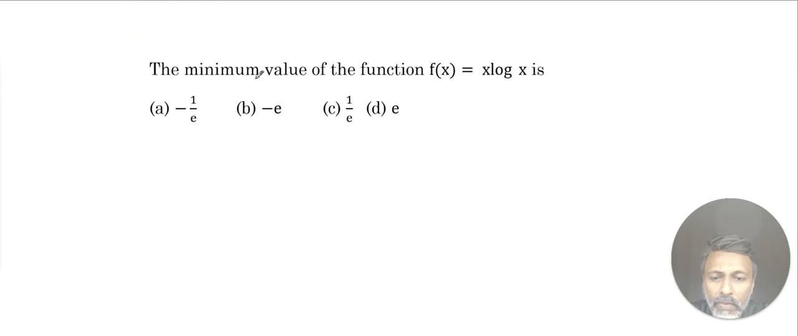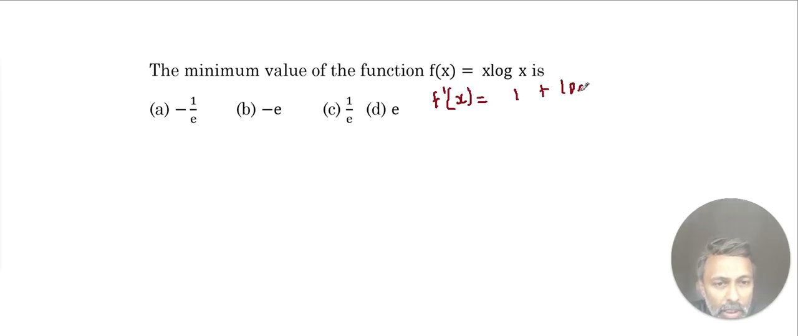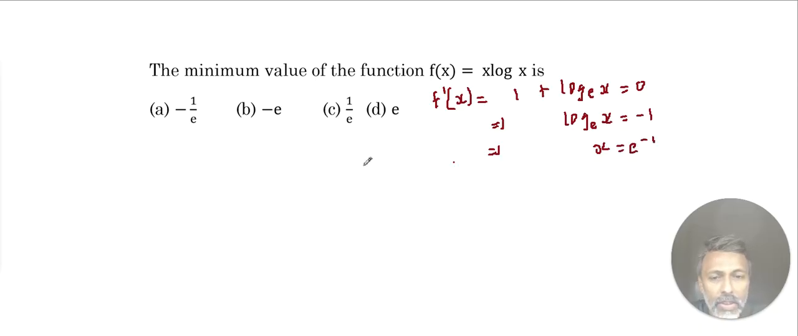Let's take one more. We want to find the minimum value of this function, x log x. We can straight away take the derivative. We have just done it a while back. f'(x) is equal to x into the derivative of log x, which is 1 by x, so x upon x is 1, plus log x into the derivative of x, which is 1, and we equate it to 0. Like one of the previous sums that we did, we get log x is equal to minus 1, which gives you x is equal to e raised to minus 1.